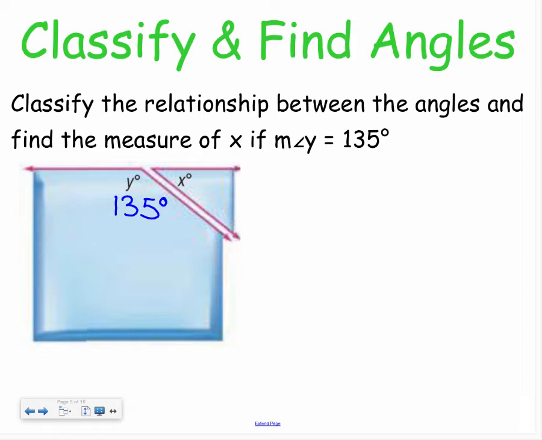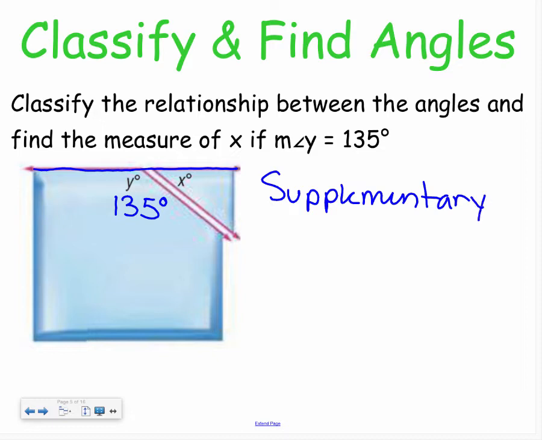So looking at these two angles, what pair do they form? If I slide them together, we get that straight line at the top of the square. So those two add up to 180 degrees and they form supplementary angles.